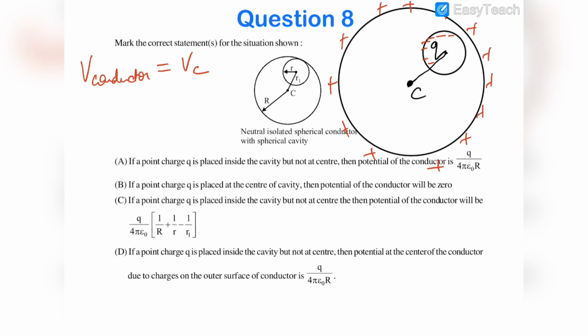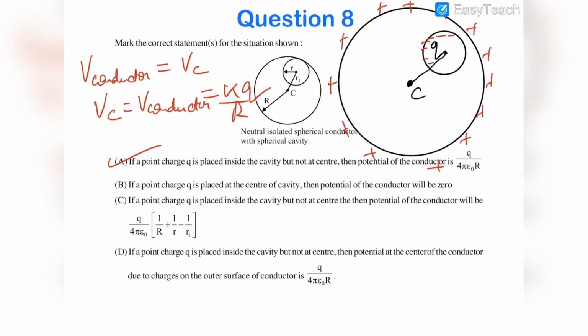So we know that the potential due to this q and this minus q will be 0 at this point because they are bounded charges, and outside this periphery the electric field and the electric potential of these bounded charges is 0. So at this point only this potential would be created. So the potential at C will be the potential at conductor, and it would be equal to kq by r. So A option is correct. Q is a small q obviously.